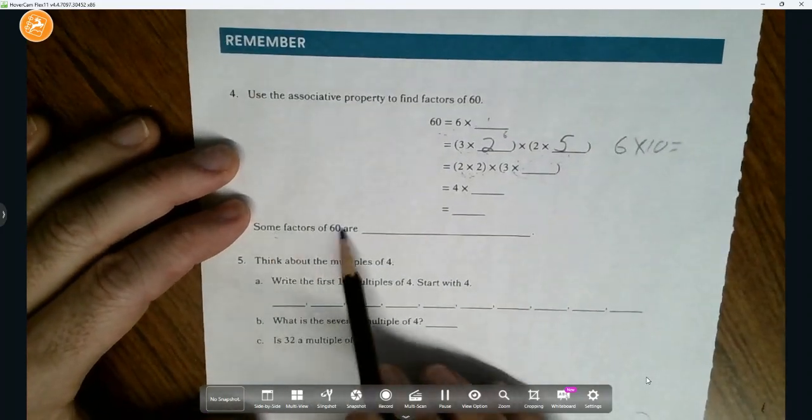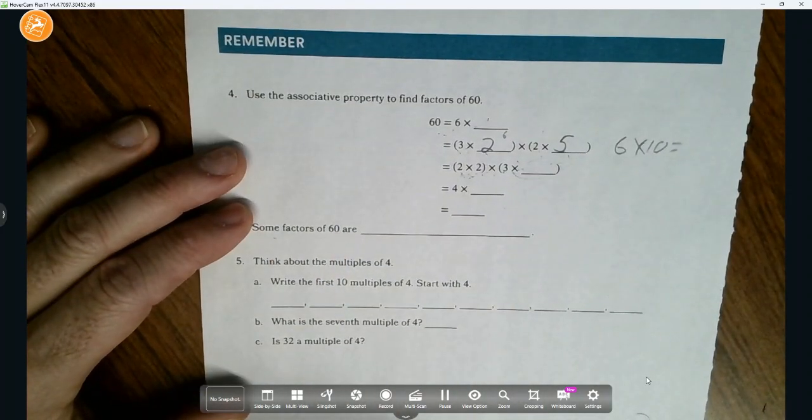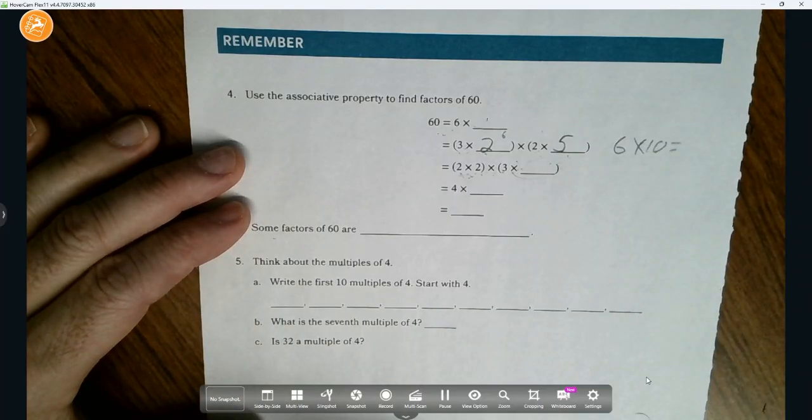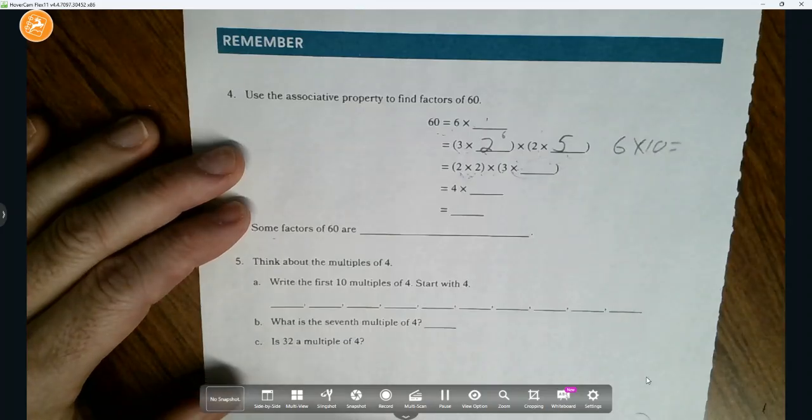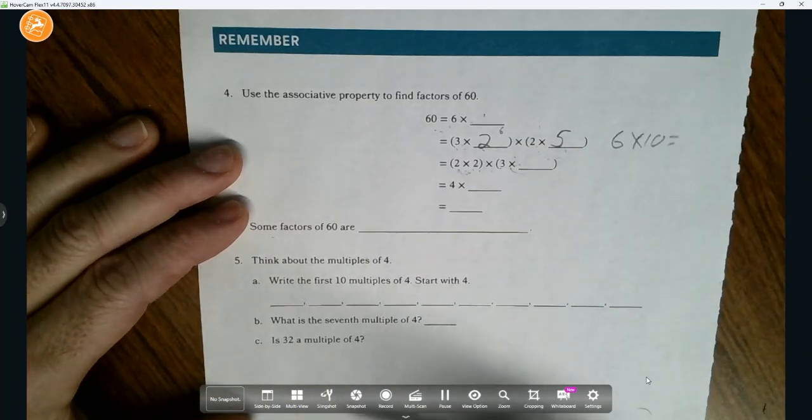And then down here, I want to know what some factors of 60 are. What are factors of 60? 60 times what? Factors of 60. We did this not last week, but the week before. So that should be fresh in your head.